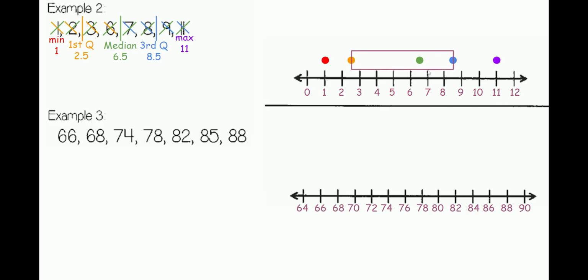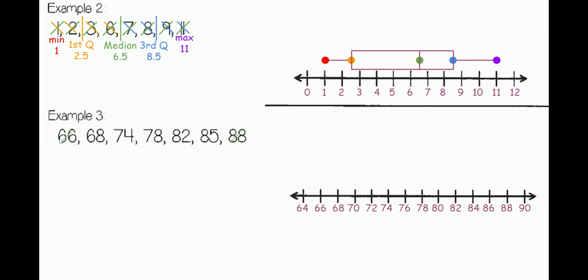We're going to draw a box around these quartiles, draw a line through the median, and then draw a line on the side. So 25% of the data is over here, 25% over here, 25% of the data is over here, and 25% of the data is over there. Lastly, let's do this example.